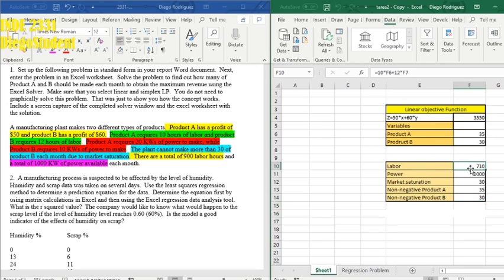And let's check. Labor, you only had 900 labor hours, and doing this you're gonna have 710. And the power, it has to be less or equal than 1000. You got it right here. The market saturation, it can't be more than 30. You have it right here. And the non-negatives are gonna be equal to product A and product B.